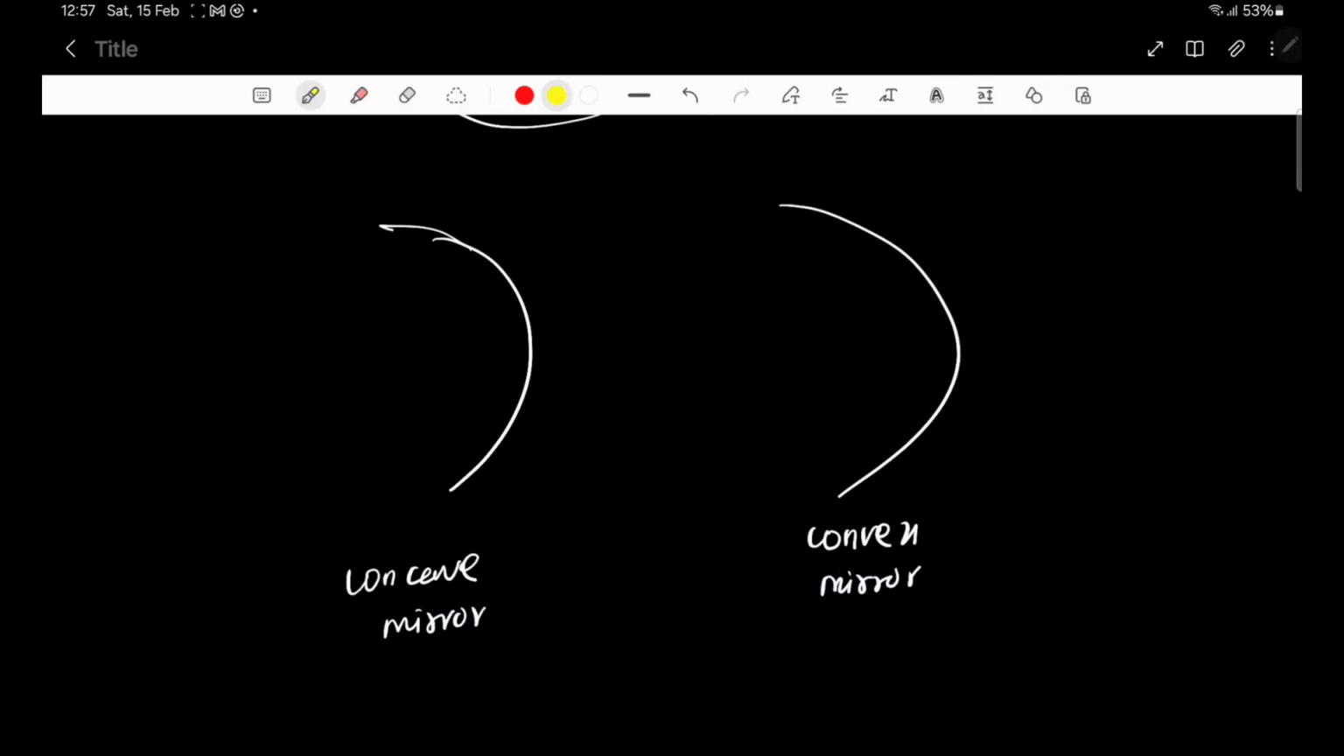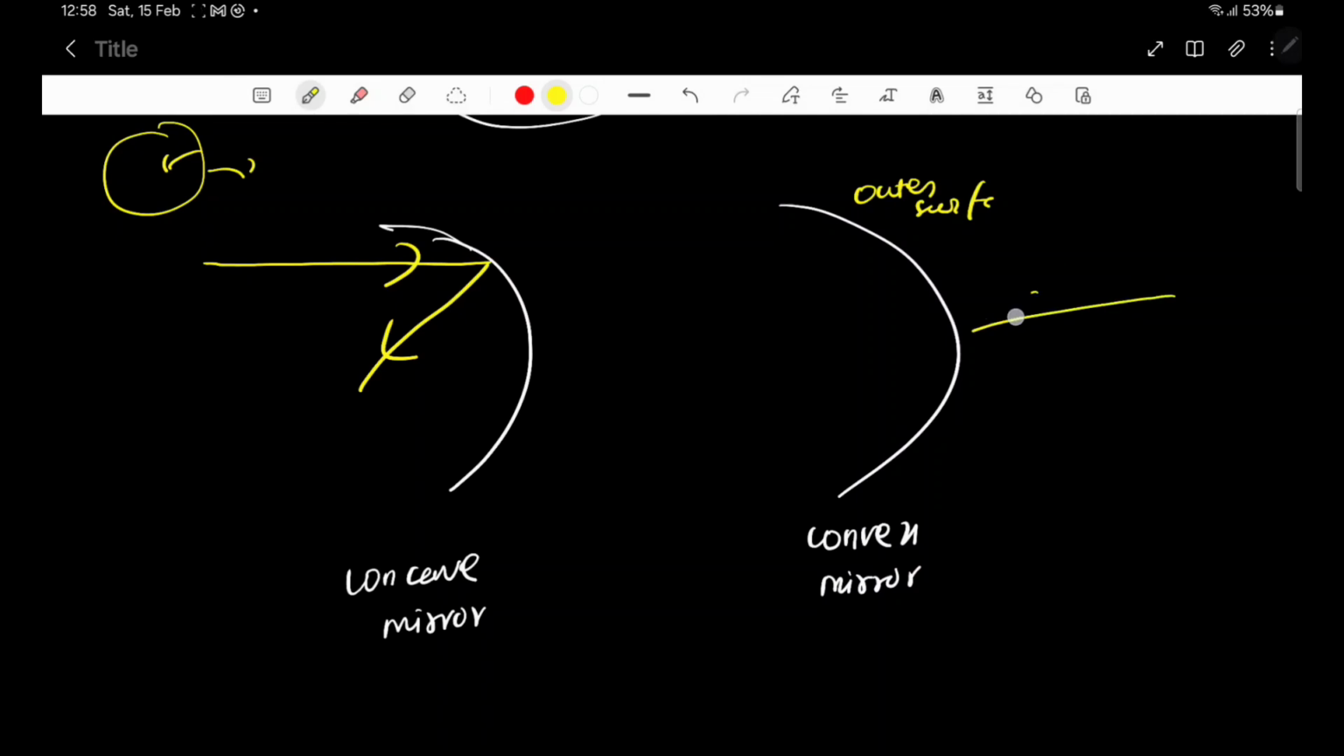In a concave mirror, the reflection takes place on the inner surface of the mirror. If you consider a sphere, this is called the inner surface and this is the outer surface, correct? If the reflection is taking place on the inner surface of the mirror, that kind of mirror is called a concave mirror. The outer surface is completely silvered, so that's why the reflection takes place on the inner surface. And for a convex mirror, the reflection takes place on the outer surface of the mirror, and that kind of mirror is called a convex mirror.